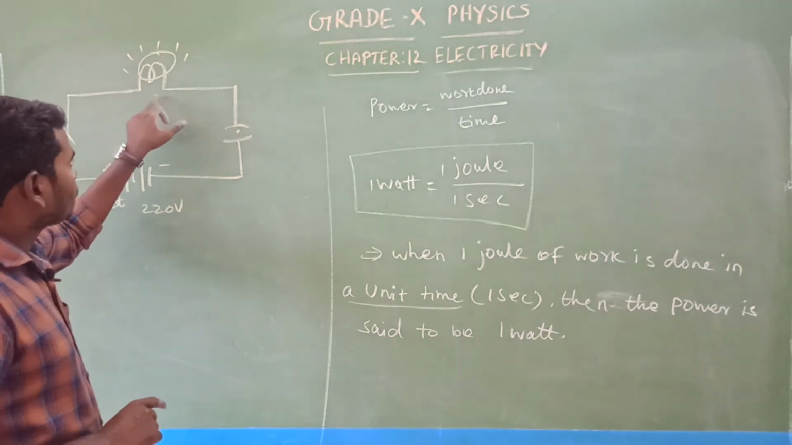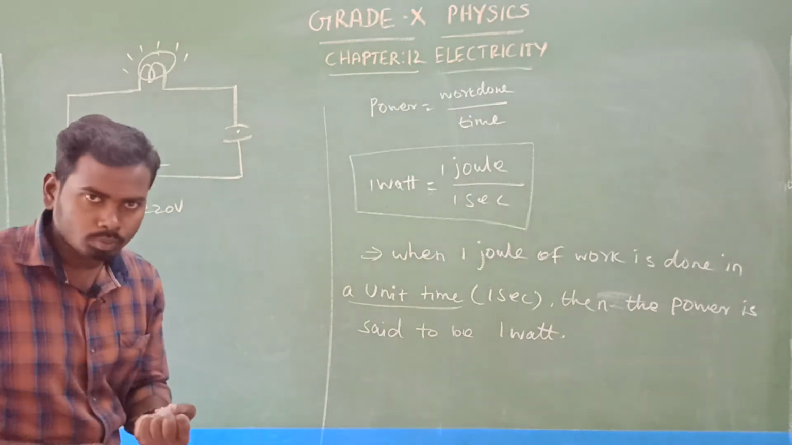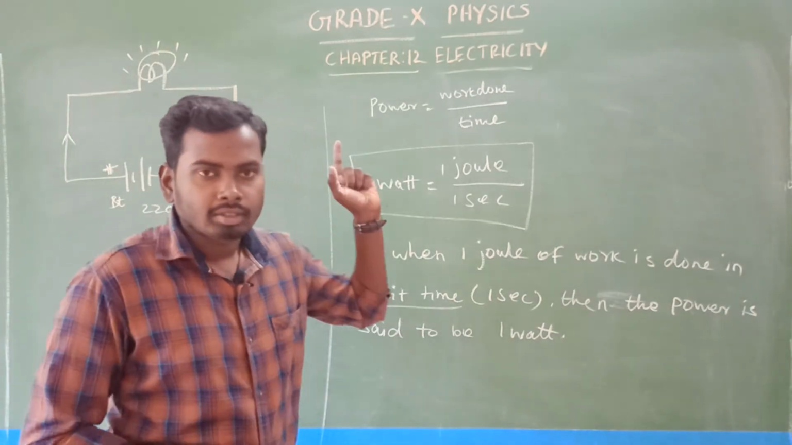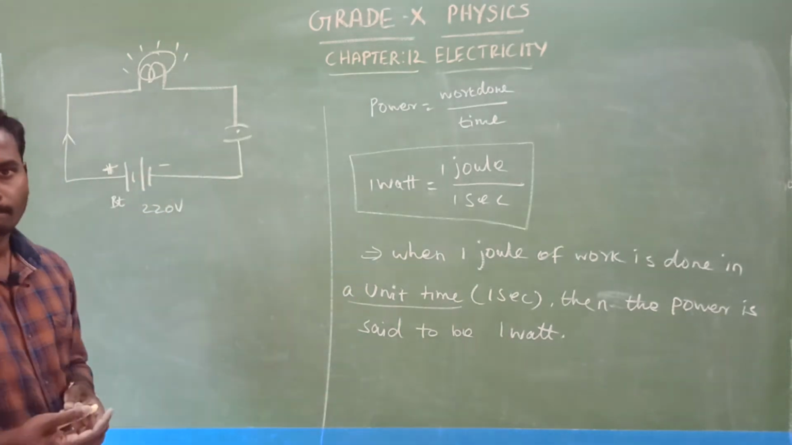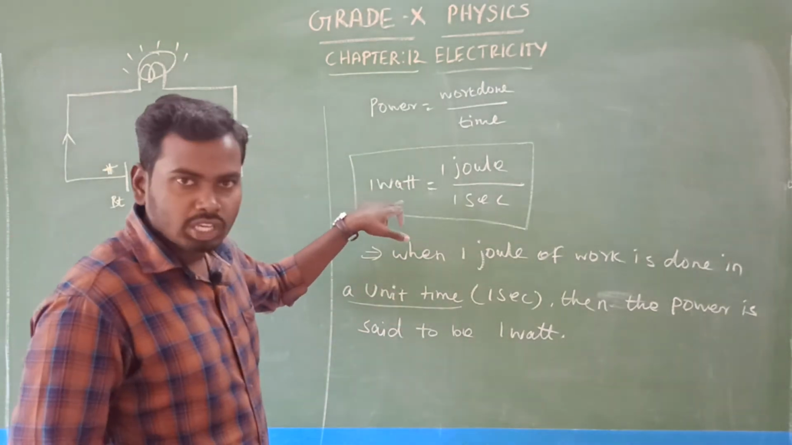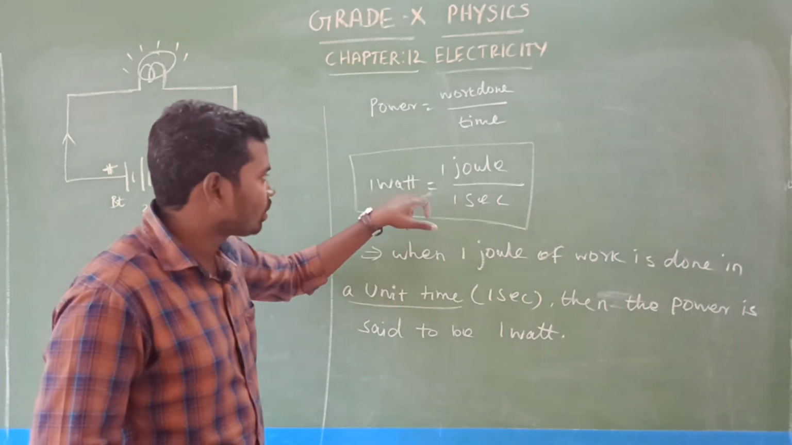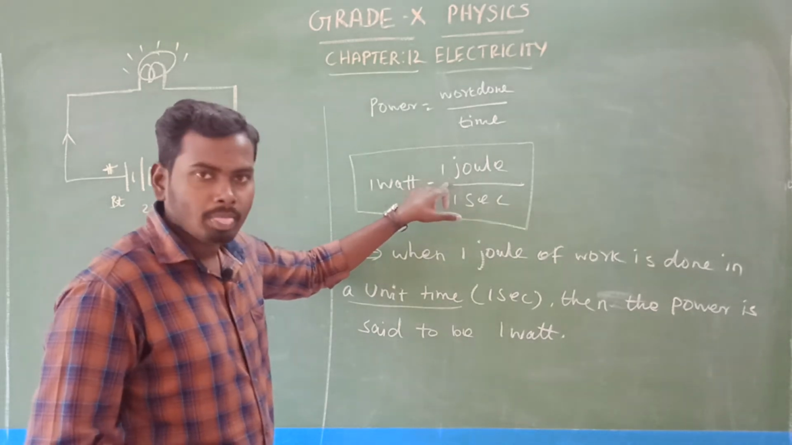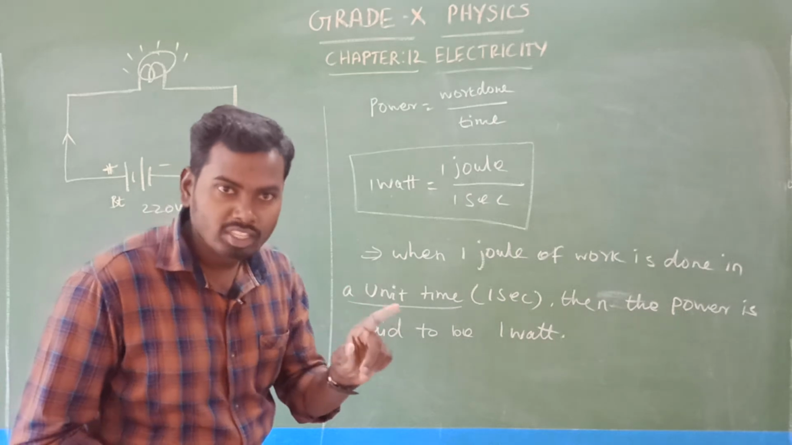Look here. If the electric bulb consumes 1 joule of energy in 1 second, then the power of the bulb is said to be 1 watt. That's all, very easy. So now we are going to see what that 1 watt is. Already we know 1 watt is equal to 1 joule divided by 1 second, which means when 1 joule of work is done in 1 second, then the power is said to be 1 watt.